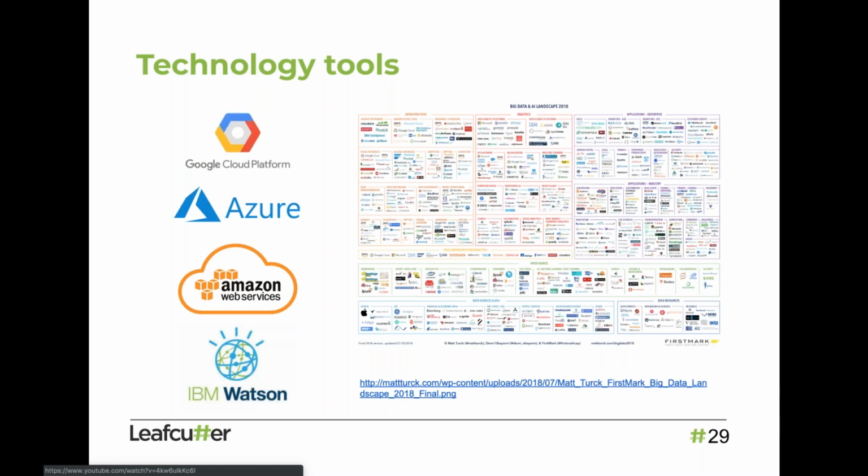IBM Watson is also another one, probably a little bit more expensive, but has a different set of functionality. And again, depending on your situation, you're probably already using some of these technology providers anyway. So if you're already using some of them, why not check out some of the machine learning capability that you need for your particular organization or project.